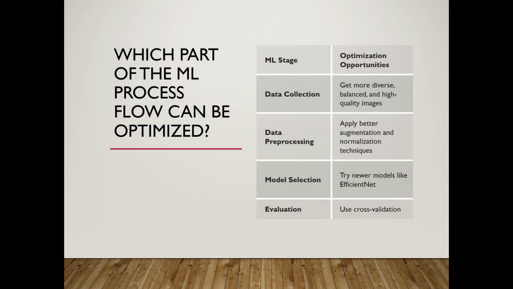Data preprocessing and model training can be optimized. For example, automating hyperparameter tuning using tools like Random Search or Keras Tuner could improve performance. Additionally, using more advanced augmentation techniques and better class balancing could help the model generalize better.